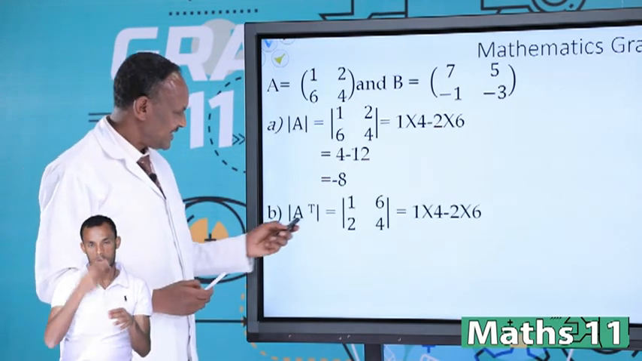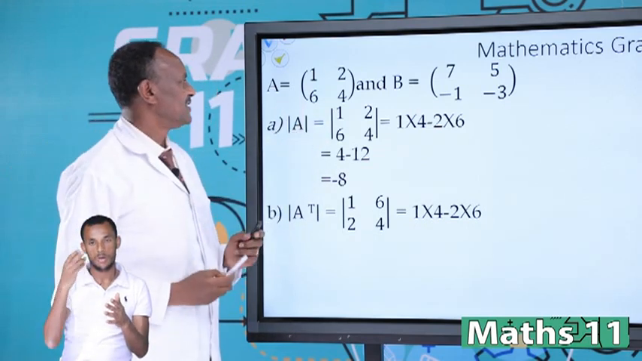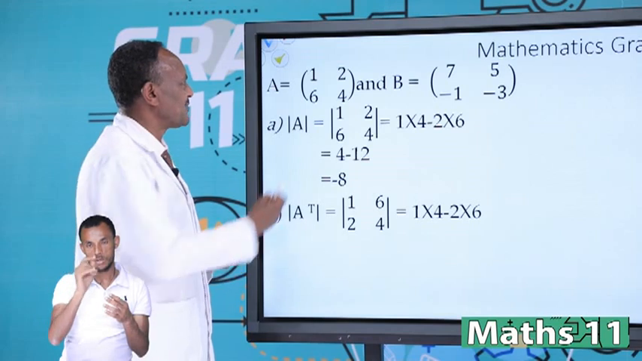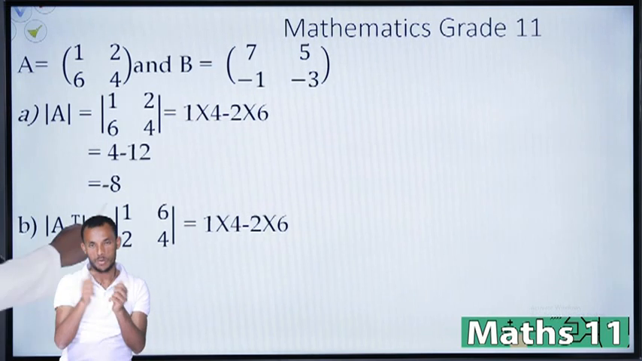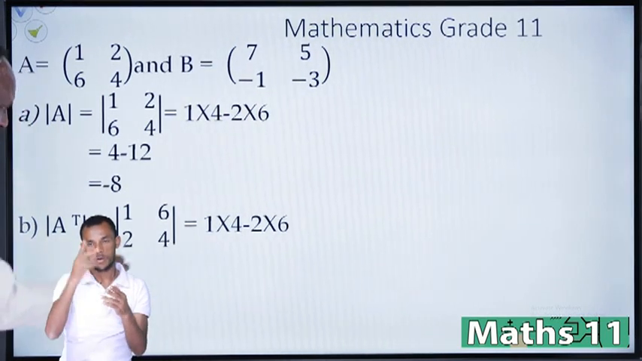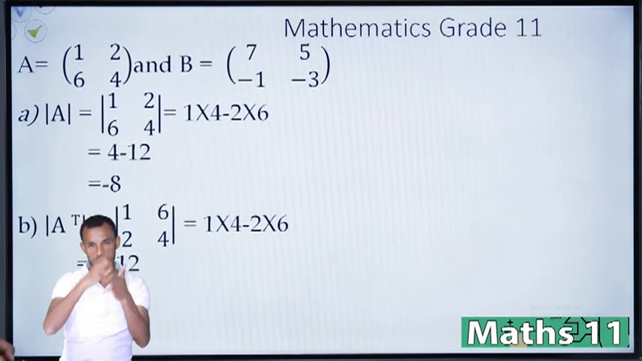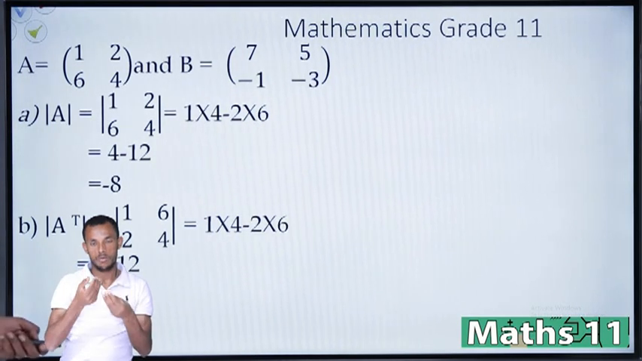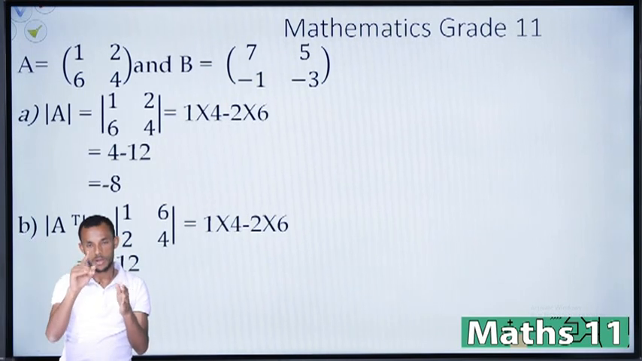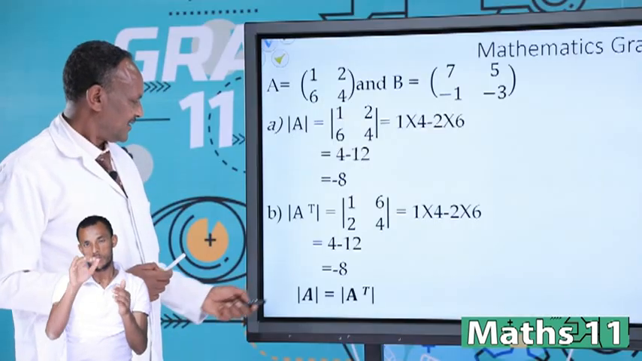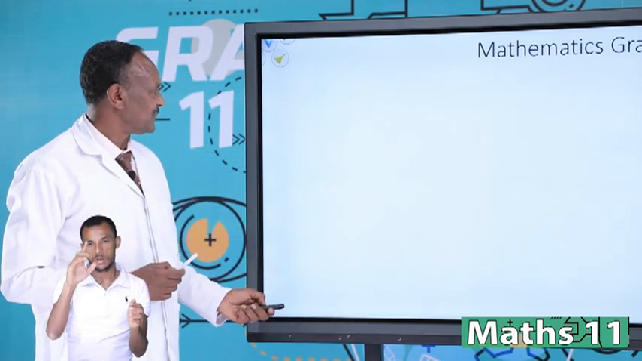For B, what is the determinant of the transpose? Since A was this 2 by 2 matrix, the transpose also will be a 2 by 2 matrix. What is the determinant? First row will be first column, second row will be second column. So the main diagonal element is 1 times 4 minus the opposite diagonal element is 2 times 6. It gives 4 minus 12, which gives negative 8. So what are you looking at? The determinant of A was negative 8. The determinant of the transpose also negative 8. From this we can see the determinant of A is equal to the determinant of its transpose.